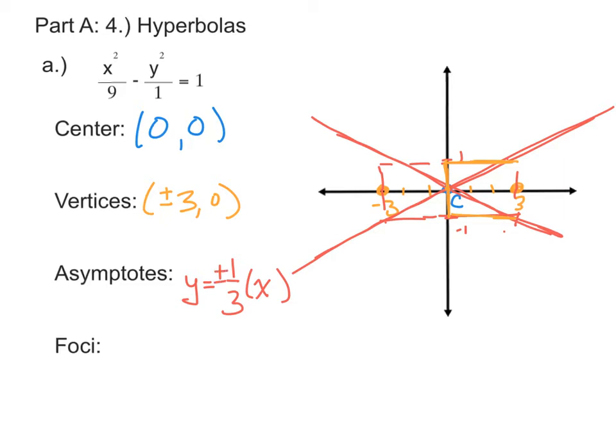Now we have enough to actually draw the hyperbola. So going back to each vertex, I'm going to draw each branch of the hyperbola coming out of the vertex and getting closer to the asymptote. So there's the right branch, and the left branch will do the same thing.